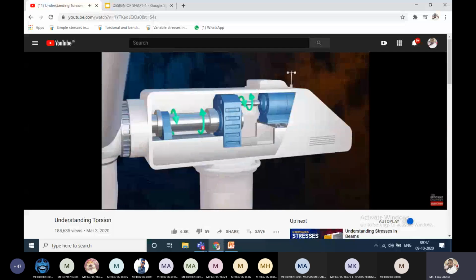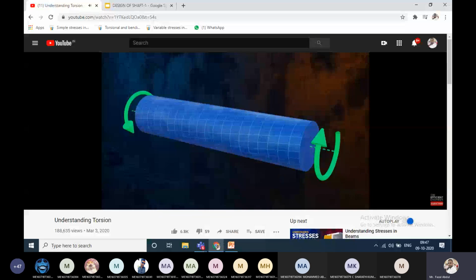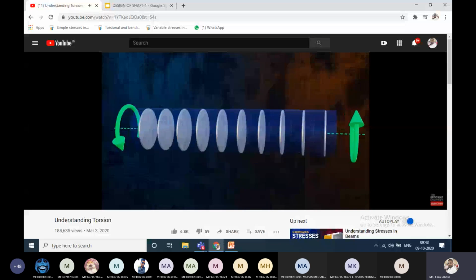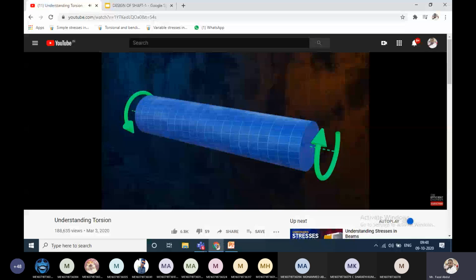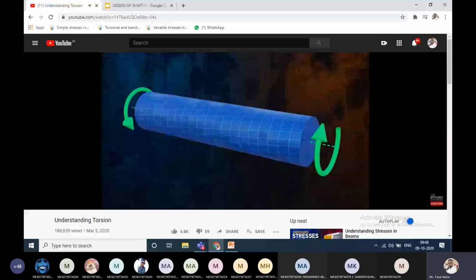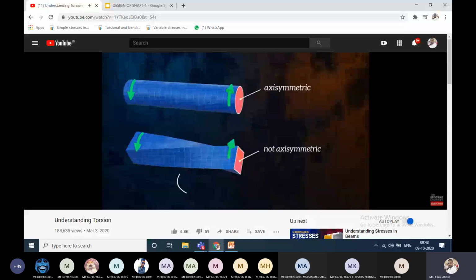Let's explore what happens when we apply torque to a circular bar. We can see that the applied torque causes the bar to deform by twisting. An interesting thing we can observe is that individual cross-sections of the bar do not get distorted by the twisting. We can imagine that the bar is made up of multiple individual discs, which rotate relative to each other when the torque is applied, but do not deform. This is only true because the cross-section of the bar is axis symmetric. A bar with a rectangular cross-section is not axis symmetric, and so torsion results in warping of the bar cross-sections.